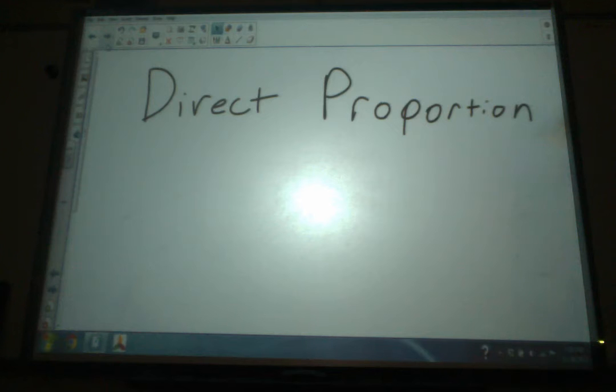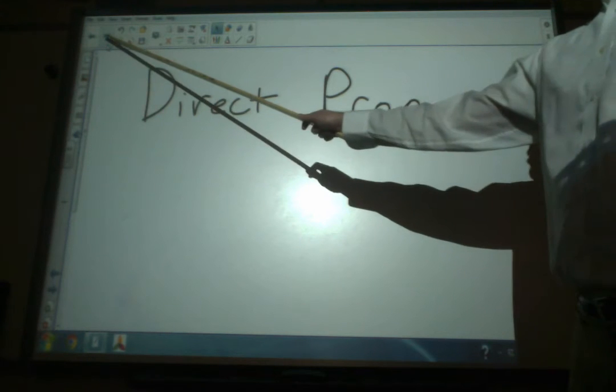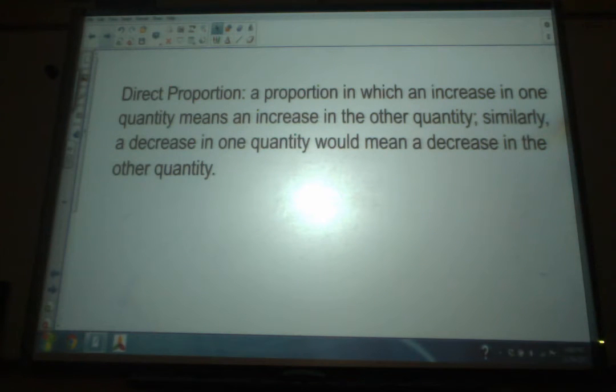Okay, class, today we're talking about something called direct proportion. What a direct proportion is this. It's a proportion where an increase in one quantity means an increase in the other quantity. Or similarly, it could be that a decrease in one quantity means a decrease in the other quantity. That sounded fancy and used a lot of big words.